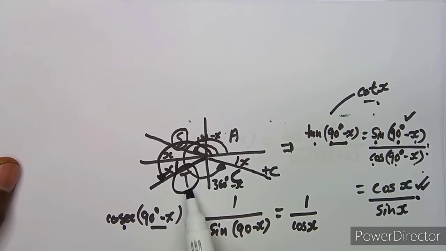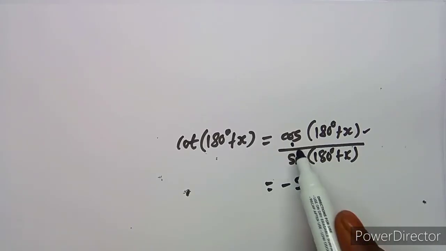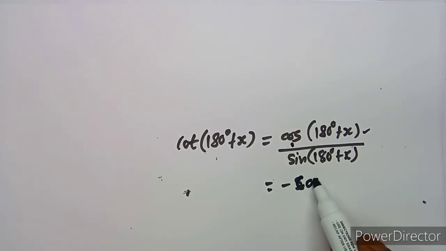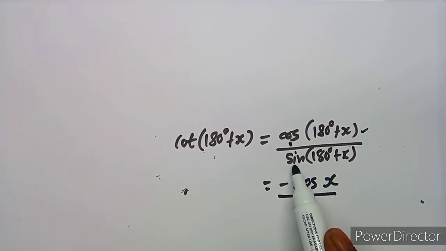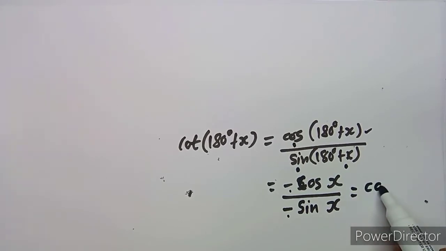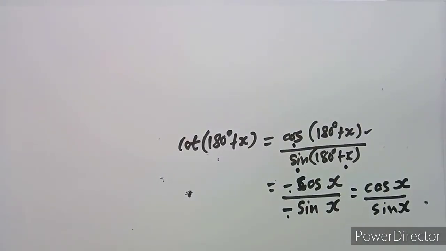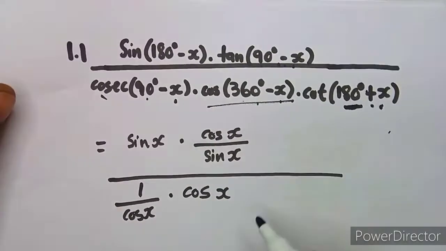So it's in the third quadrant, and in this quadrant it's tan which is positive, which means cos is negative. So it's going to be negative cos x. Also, sine is negative, so it's going to be negative sine x in terms of the acute angle. But negative and negative is going to give us a positive cos x over sine x.